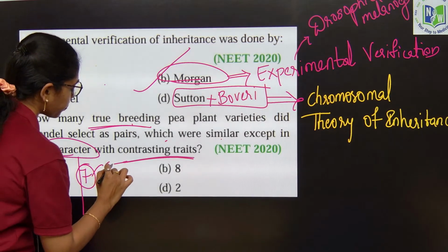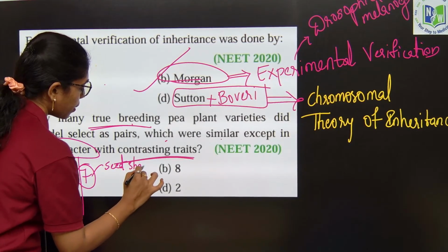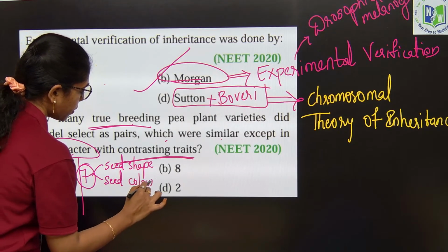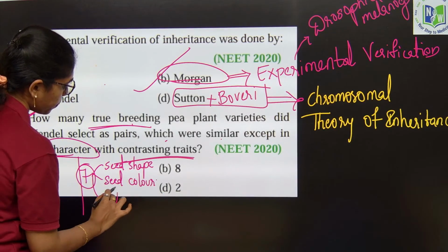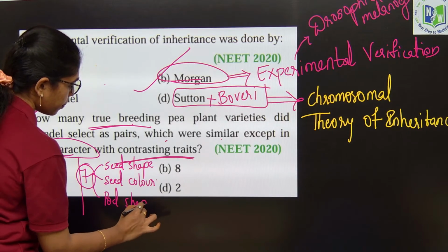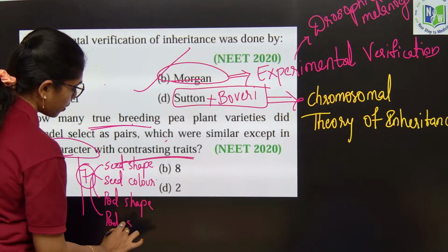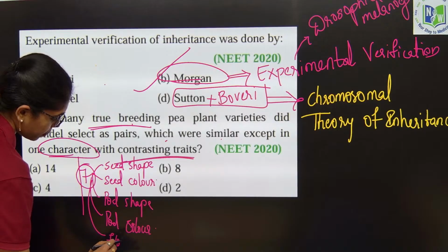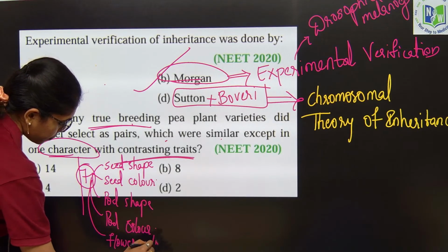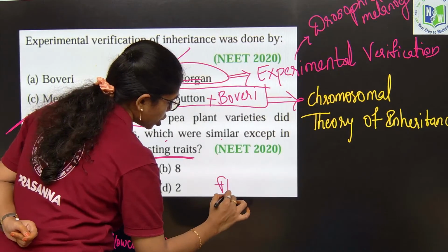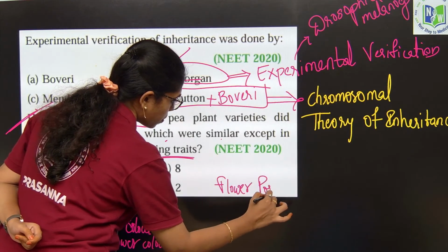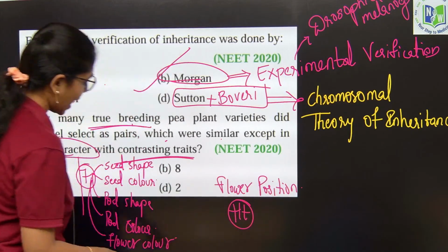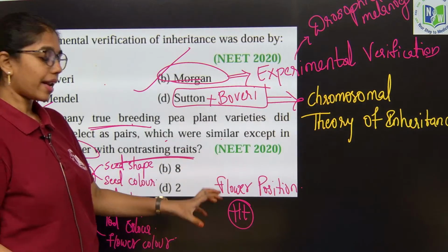Seed shape, seed color, pod shape, pod color, flower color, flower position and height of the plant. As such, how many? 7 characters are being considered.